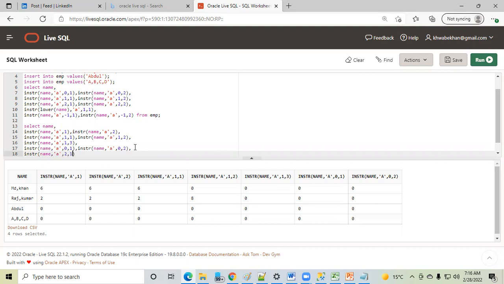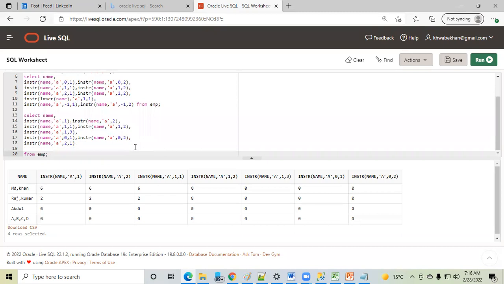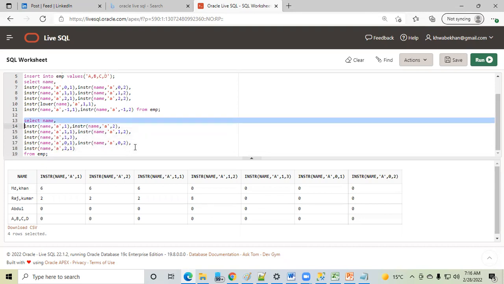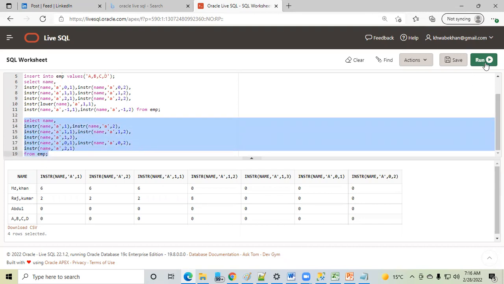One. Two comma 1. Okay. Sorry. 2, 1. The output is same as a comma 1. Output is same as a comma 2. Output is same as a comma 1 comma 1. These all are same.